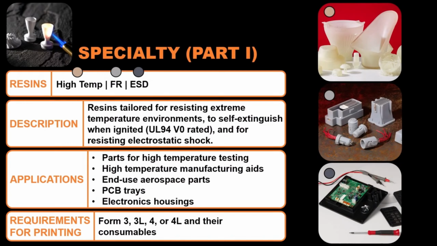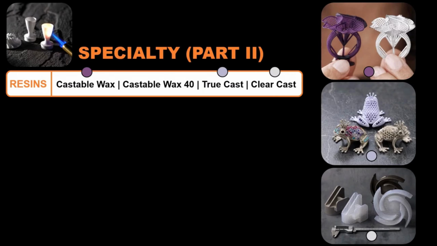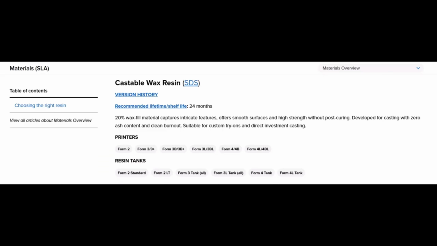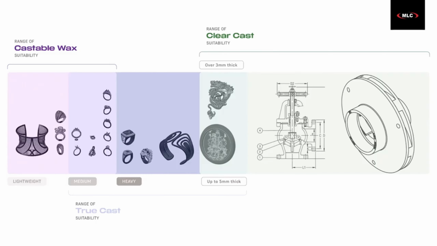The next selection of specialty resins are the casting resins, used for lost wax investment casting, since these resins contain varying concentrations of wax. For example, castable wax is 20% wax, and castable wax 40 is 40% wax. The result of this wax variation is different levels of casting potential of certain part sizes and geometries between these resins, with some overlap present.